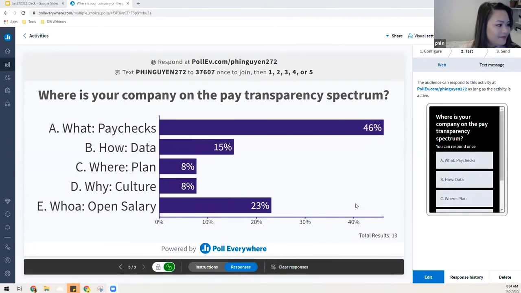Okay, so I think as the type of employees are asking more of employers, I would expect that this bar would go down and would be more evenly distributed towards B, C, D, and eventually we'll get to E, but that's the pipe dream.